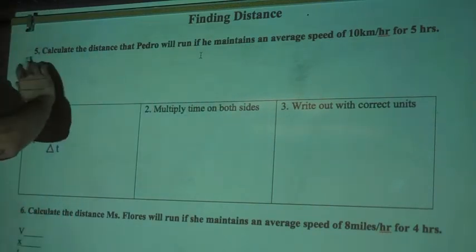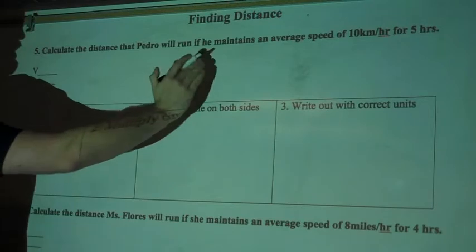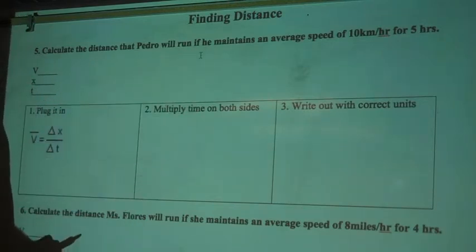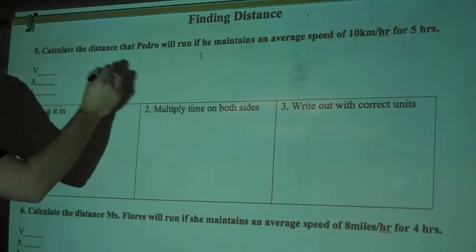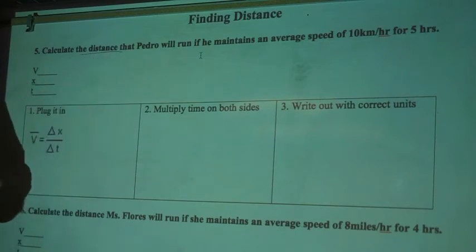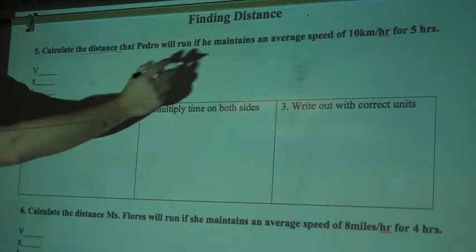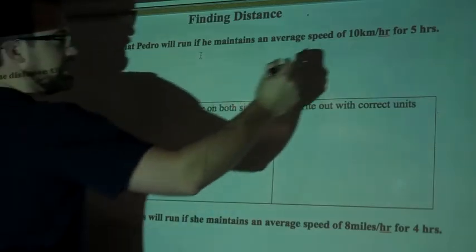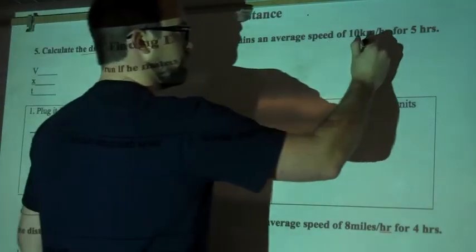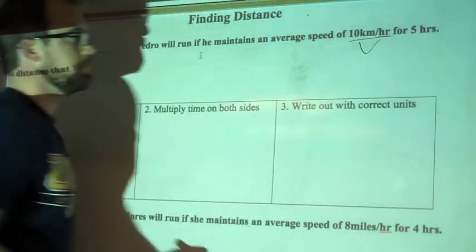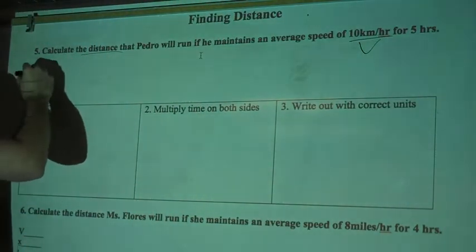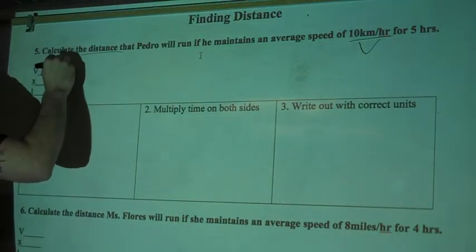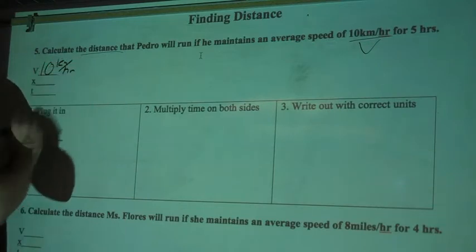So question 5 says calculate the distance that Pedro will run if he maintains an average speed of 10 kilometers per hour for 5 hours. So calculate the distance. Okay. He maintains an average speed, so we'll use average speed as our velocity. So 10 kilometers per hour, I'm going to write V underneath that and underline it. That's my velocity, and I'll write that in here. So 10 kilometers per hour.